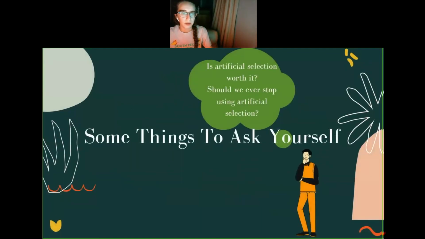And there are some things to ask yourself. Is artificial selection worth it? And should we ever stop doing artificial selection? Is there anything that could stop us from doing that, or potential benefits to this?